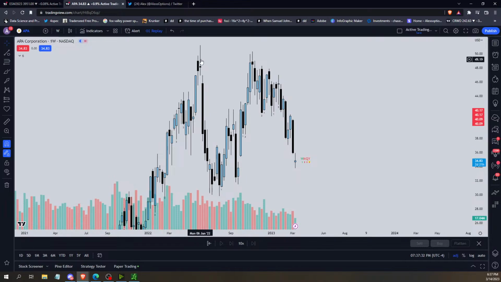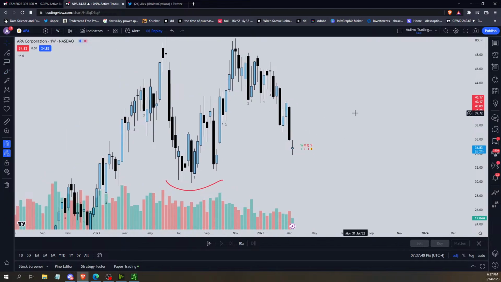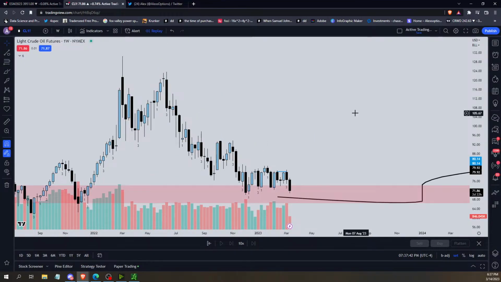Mother bar stuck to, you can see if we just look at our range, they're stuck inside here. So can they technically come back up? Yeah, but I don't really want to long it right now. Let's see.